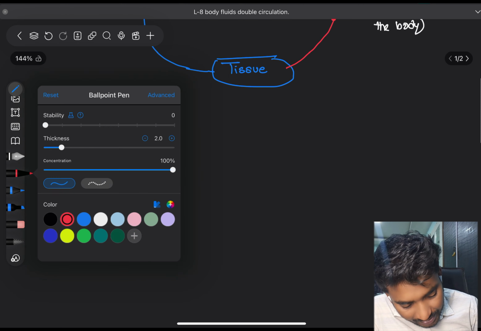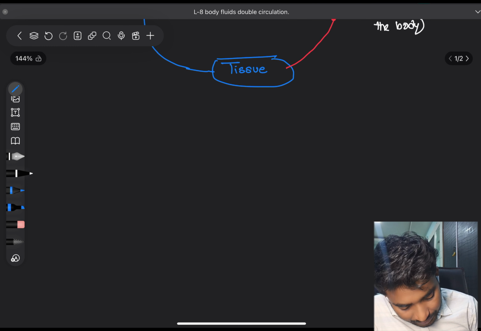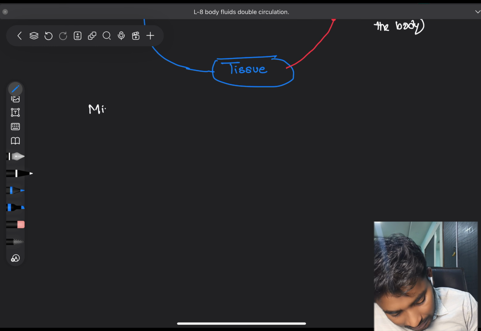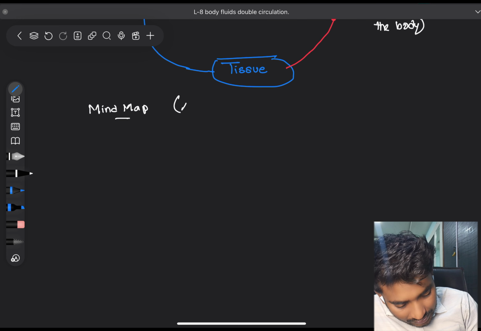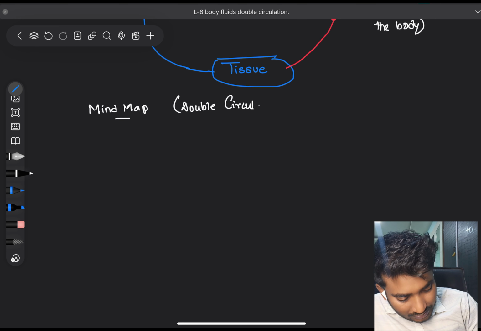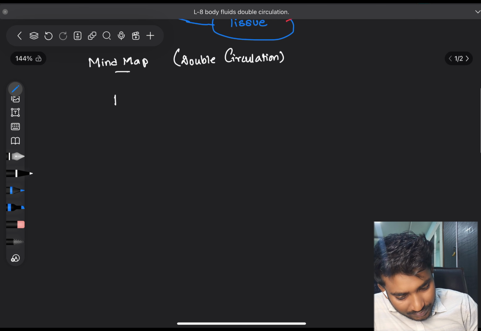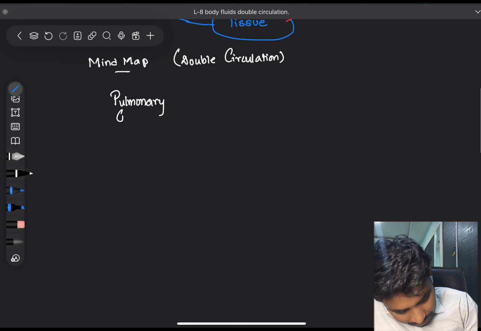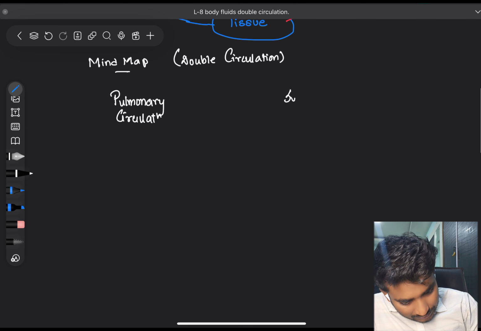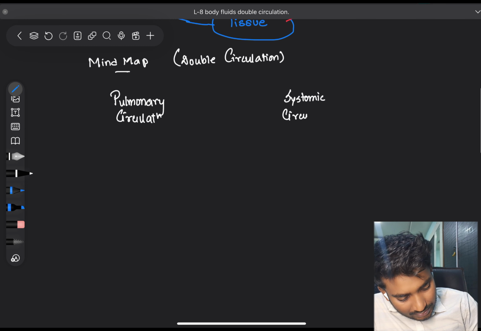I am making a mind map of double circulation here. Mind map of double circulation. This is the pulmonary circulation, and here is the systemic circulation.